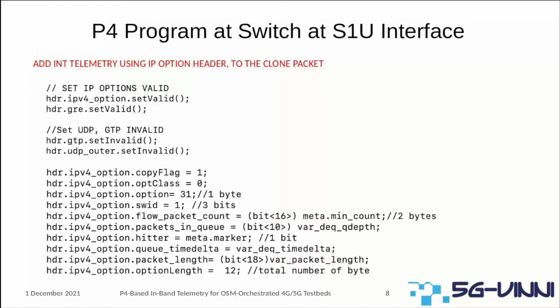And within that header, the IP option header, we add our telemetry data, which is, for example, the switch ID, which is the identifier of the switch through which the packet is passing, or the number of packets of the flow, and similarly other information, whether it is a hitter or not, and other switch related information. So this information is added to the cloned packet and it is transmitted to the collector. So what does the collector do?